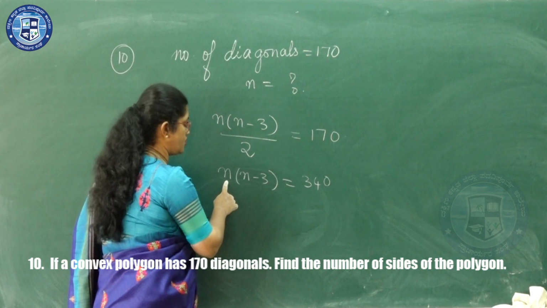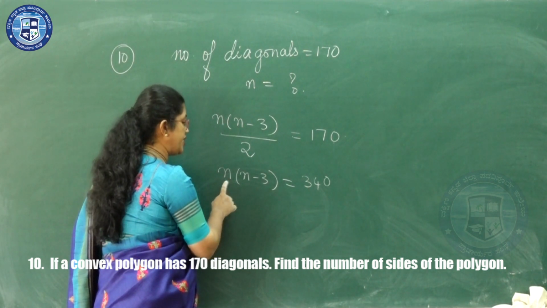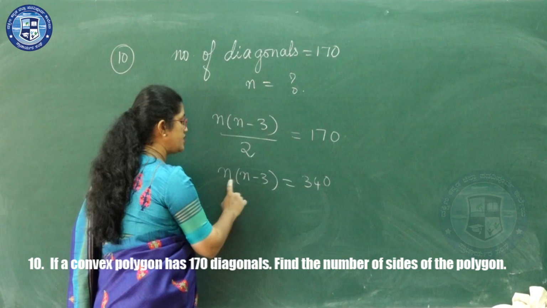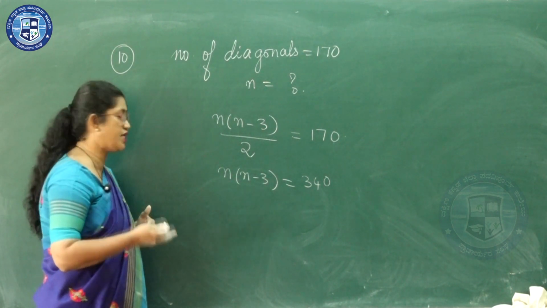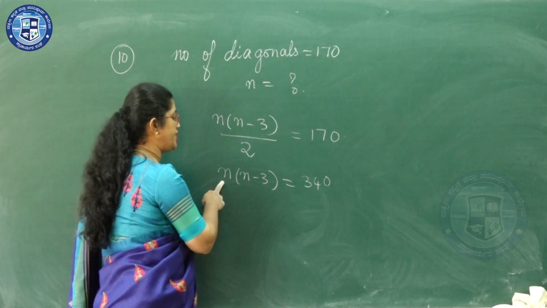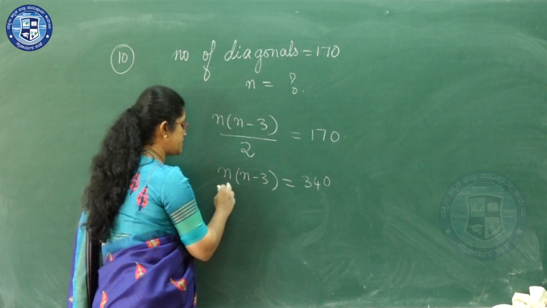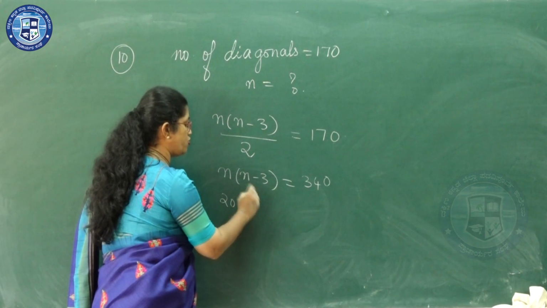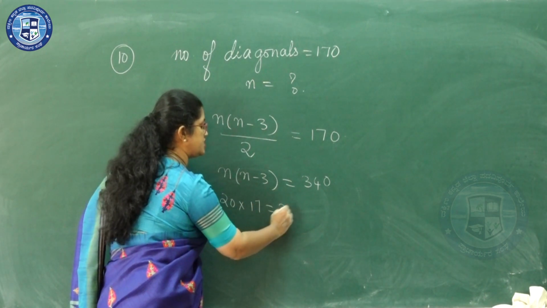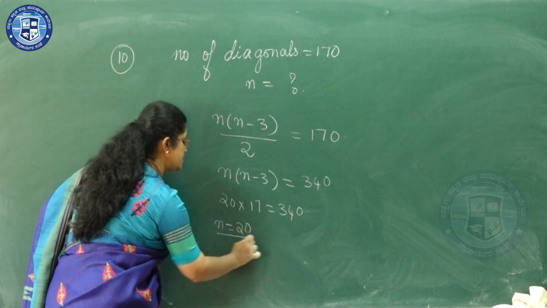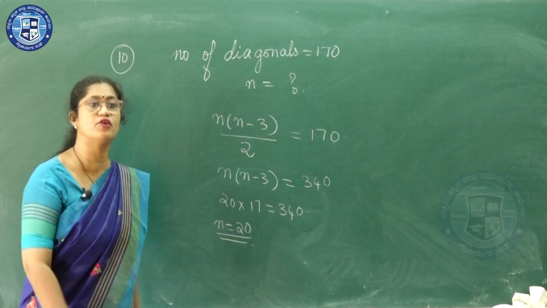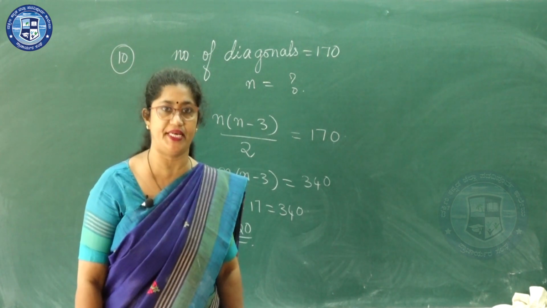Again here, either you go for solving the quadratic equation or else you try by inspection method. Since you have calculators to be used, I think this inspection method would be easy. Substitute some values. If I put n equal to 10, 10 into 10 minus 3, that will be 10 into 7, 70. That's not the answer. Go for a higher value. Supposing I put n equal to 20, this is 20 into 20 minus 3 is 17 is equal to 340. So I can conclude n is equal to 20. So the number of sides is equal to 20.